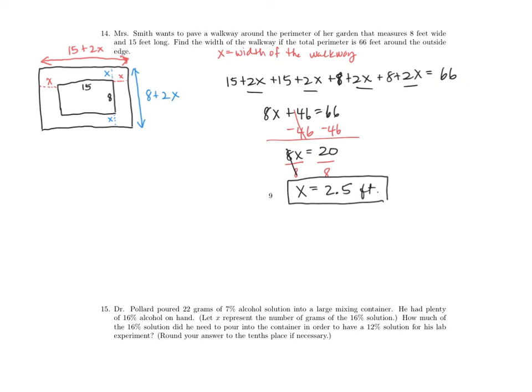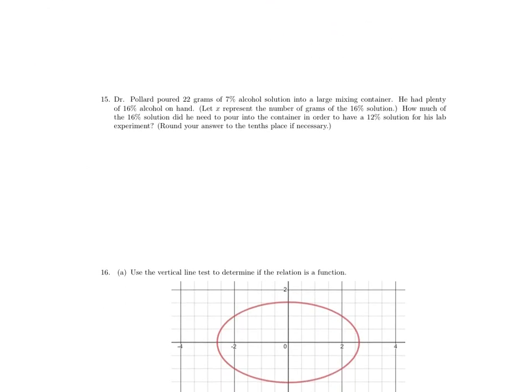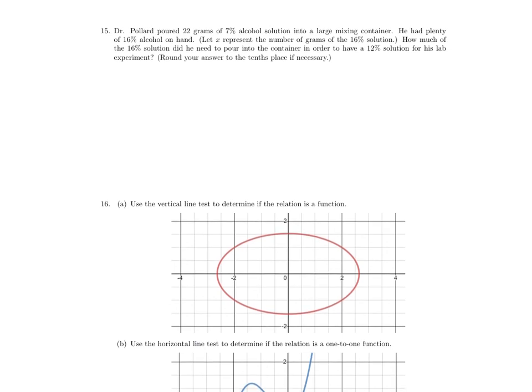Okay, the next word problem is a mixture problem. Dr. Pollard poured 22 grams of 7% alcohol solution into a large mixing container. He had plenty of 16% alcohol on hand. Let X represent the number of grams of the 16% solution. How much of the 16% solution did he need to pour into the container in order to have a 12% solution for his lab experiment?